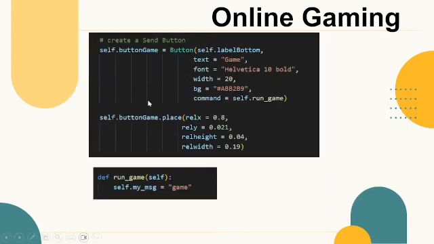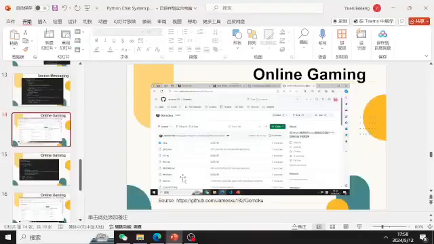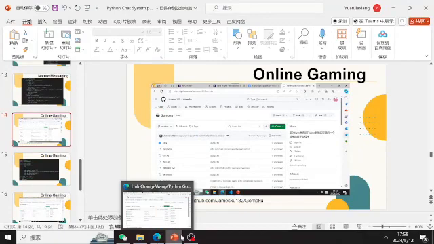And we've created a button in the GUI for the player to play the game. When the player presses the button, it will send a message called game. And when the client receives game from the GUI, it will check its own state. When it is in the logged-in state, it will run the single-player game, and when it is in the chatting state, it will run the multiplayer game for the two clients to play. And this is all of our code explanation.